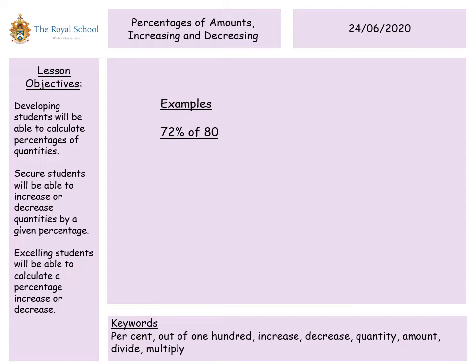So 72% of 80, well, we could get a 50% of it, so we've got a total of 50% obviously so far. We can add a 10% to that gets us up to a total of 60% of the number.